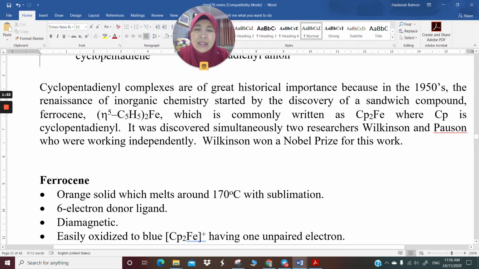Now, cyclopentadienyl complexes are of great historical importance because in the 1950s, the renaissance of inorganic chemistry started with the discovery of a sandwich compound, ferrocene, which is this one, (eta 5-C5H5)2Fe, commonly written as Cp2Fe, where Cp is cyclopentadienyl. It was discovered simultaneously by two researchers, Wilkinson and Pauson, both of whom were working independently. Wilkinson then won a Nobel Prize for this work on ferrocene.